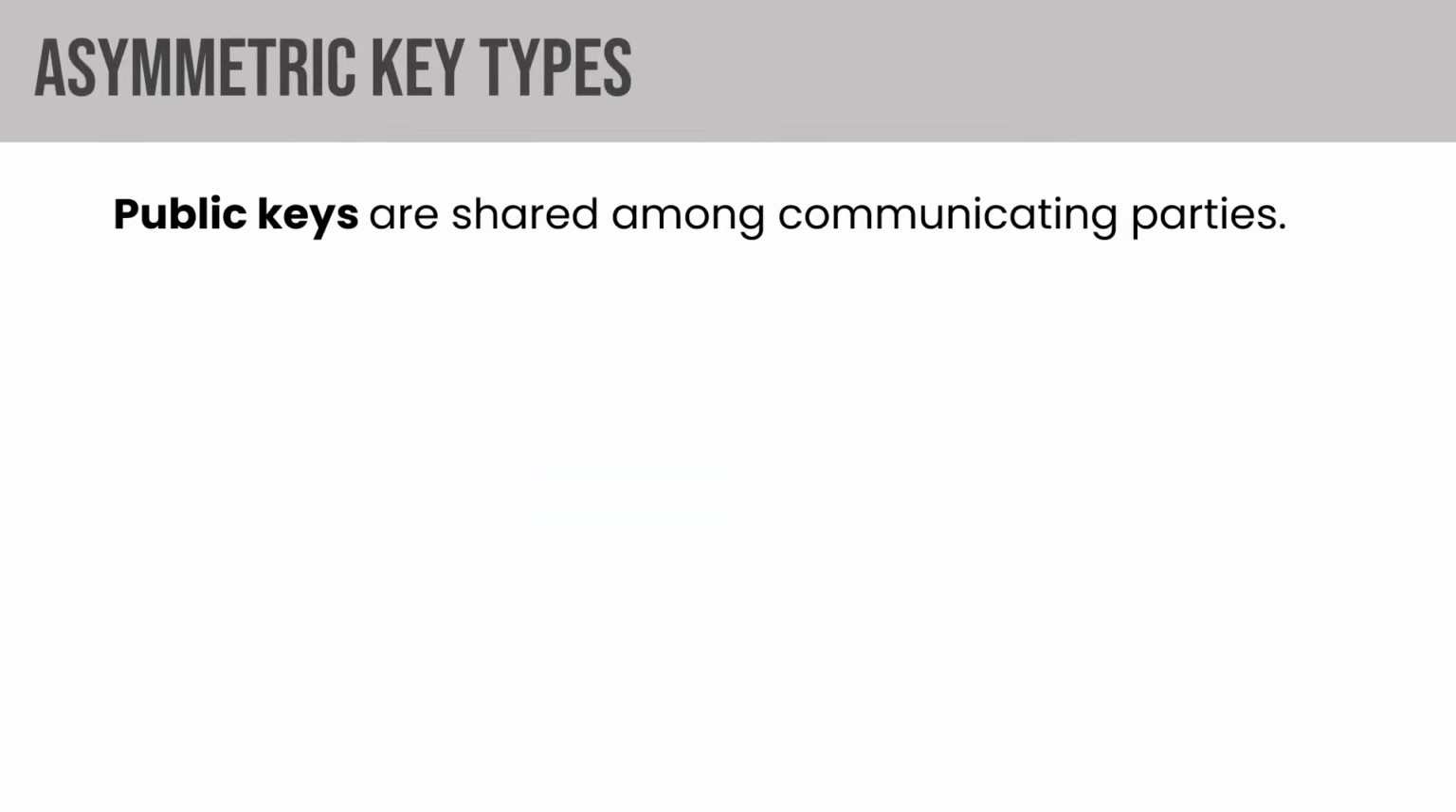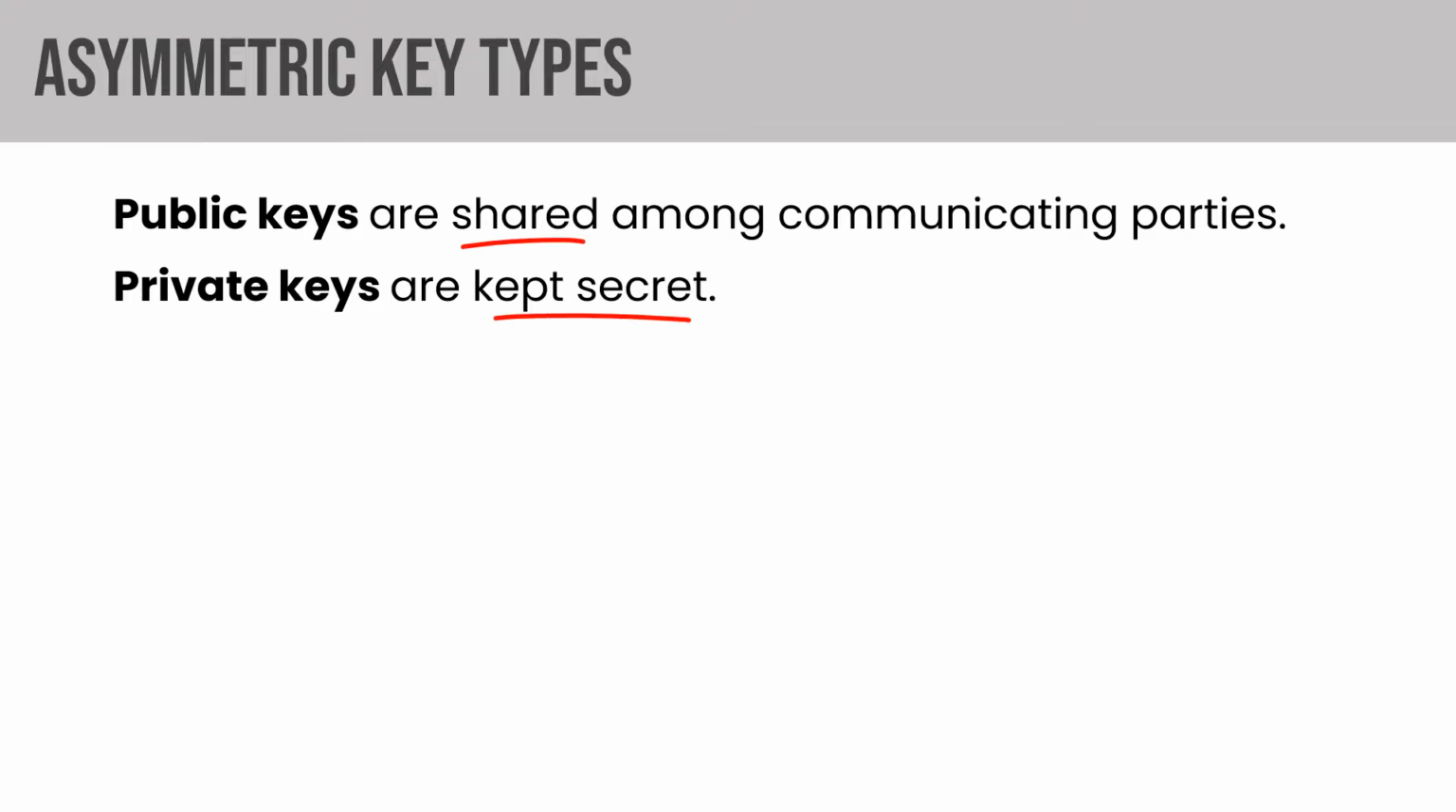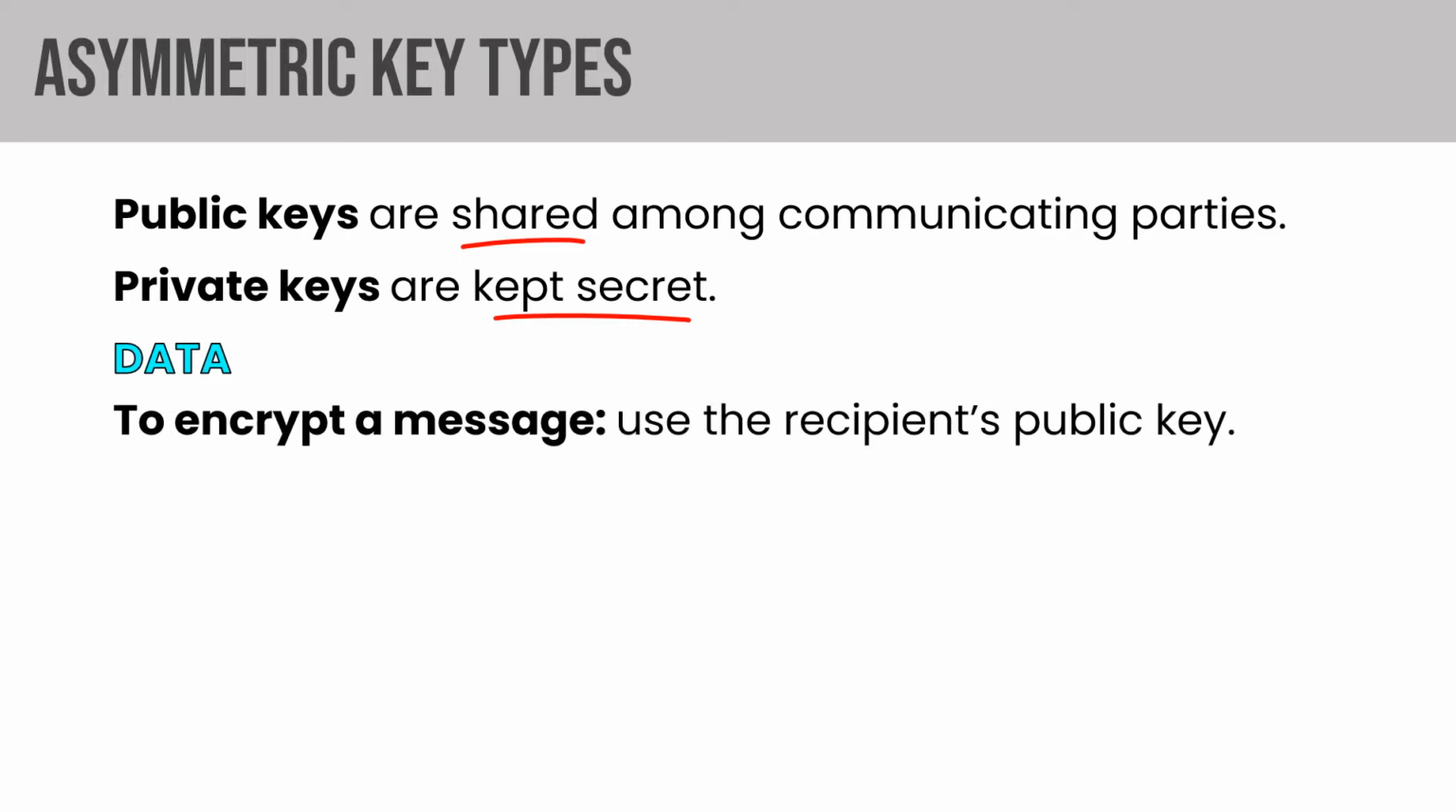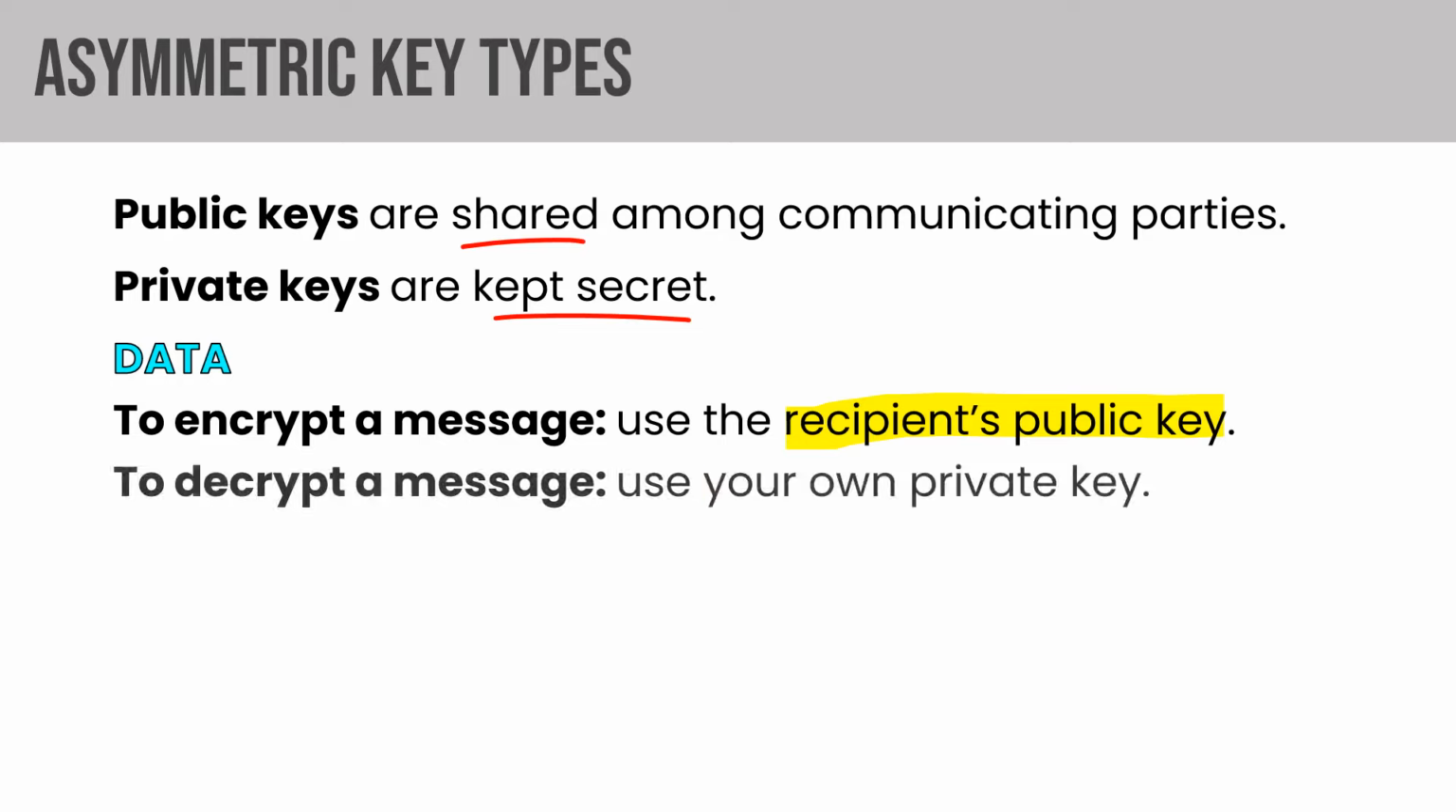So asymmetric key types. Public keys are shared amongst the communicating parties. Private keys are kept secret. To encrypt a message, you use the recipient's public key. To decrypt a message, you would use your own private key.